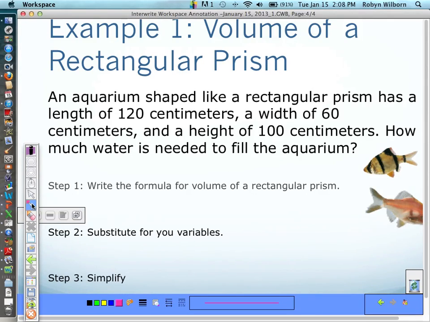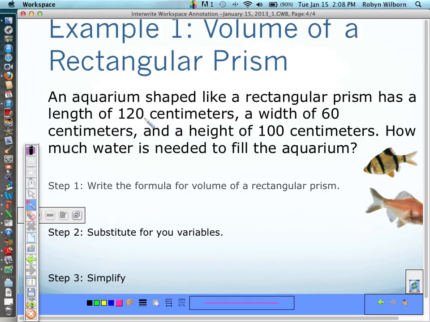Okay, example 1 is finding the volume of a rectangular prism. Let's read this example together. It says, an aquarium shaped like a rectangular prism has a length of 120 centimeters, a width of 60 centimeters, and a height of 100 centimeters. How much water is needed to fill the aquarium? So how much water can we get inside?